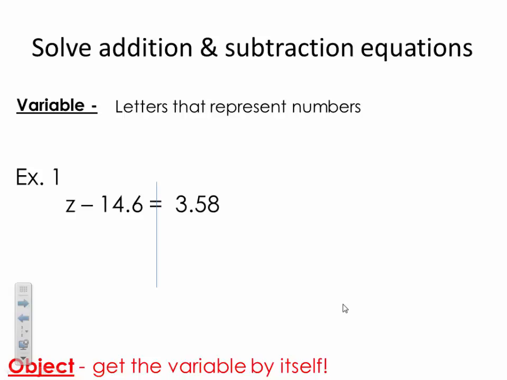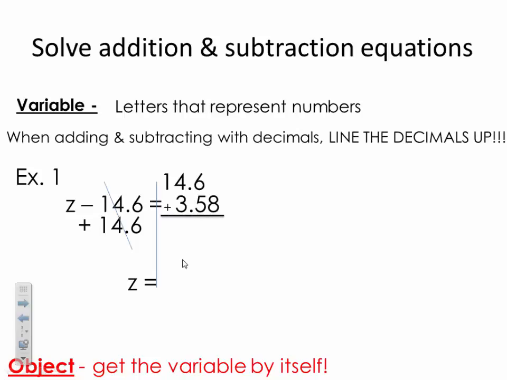So we split our equation in half. I've got subtract 14.6. I need the z by itself. So I'm going to do the inverse of this, which is addition, and I'm going to add 14.6. That will cancel out the 14.6, leaving me only with z. I added 14.6 here, so I'm going to add 14.6 on the other side. Kids usually like to put the bigger number on top. You don't have to. As long as you line the decimals up, it doesn't matter.